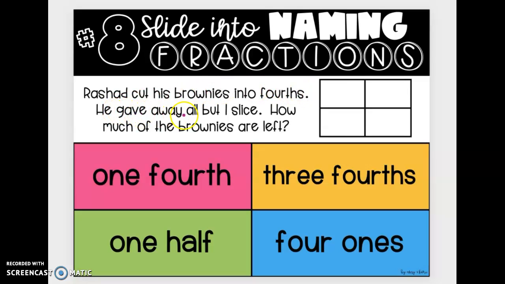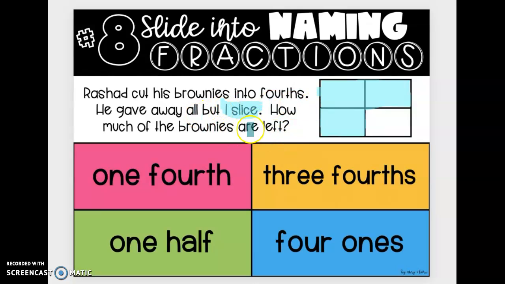He said he gave all away but one slice. All away but one slice. So let's shade this until we only have one slice left. So keep going until we only have one left. Okay, all the squares are shaded except for one. He said because he has one slice left.